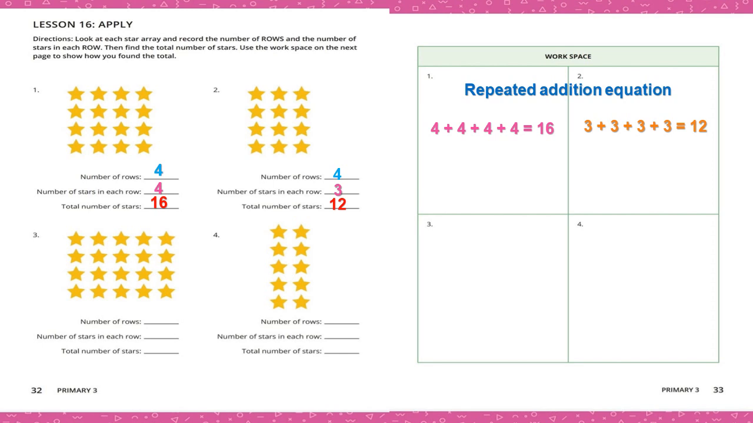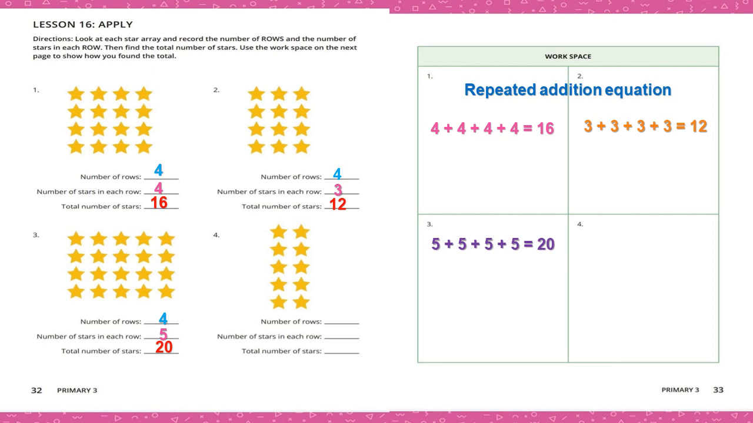Number 3. Number of rows equals 4. 1, 2, 3, 4. Number of stars in each row. We have 5 stars in each row. The total number of stars. We have 5 stars in each row. Then we have 4 rows. Then we add 5 4 times. 5 plus 5 plus 5 plus 5. 5 plus 5 equals 10, and 5 plus 5 equals 10. 10 plus 10 equals 20. Total number of stars is 20.